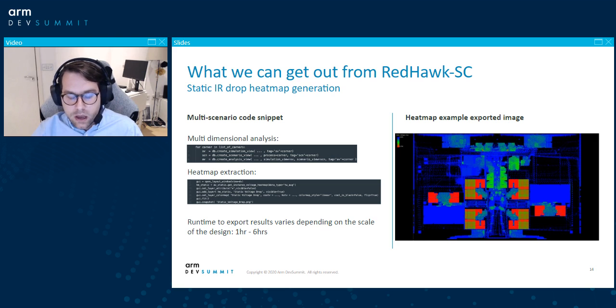What we got from integrating Redhook SC and these two code snippets is essentially the heat map that you can see, and that's the IR drop heat map, and we can regulate what we consider as worst drop and move onwards from that. This was essentially the first goal that we had to take as an output to proceed with the further analysis.